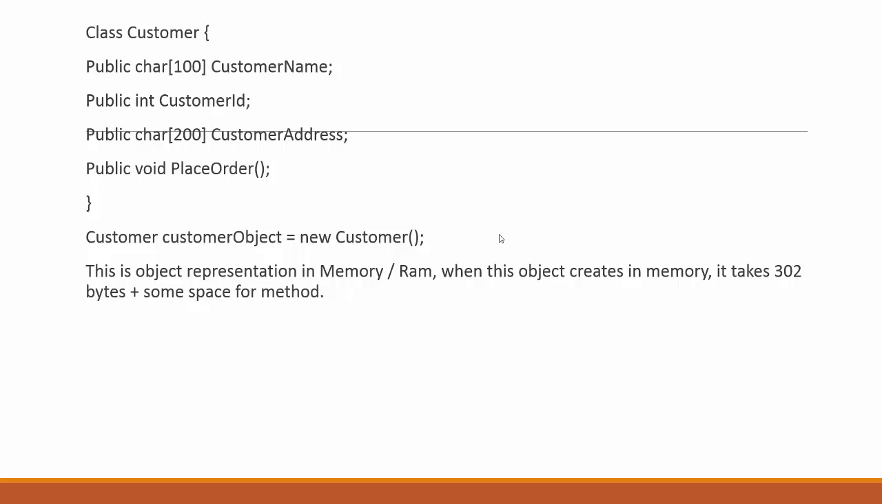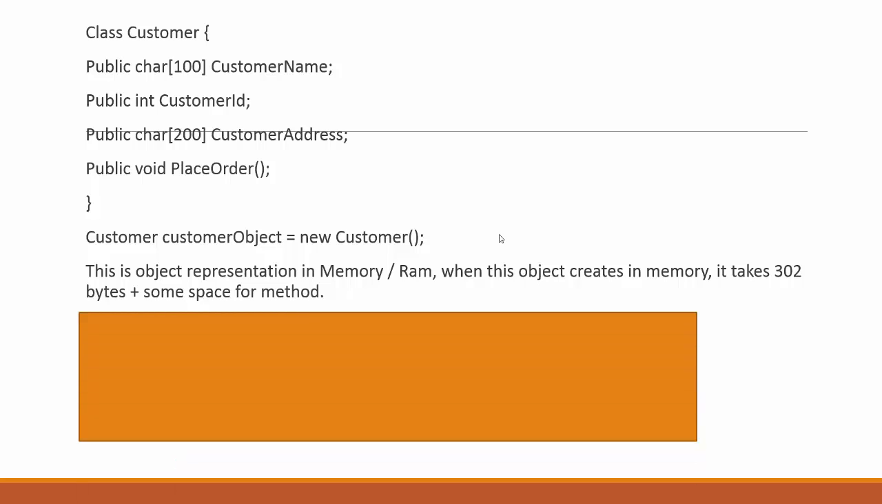So this is just an object representation in memory. When the object is created in memory, it takes around 302 bytes. How? A space will be reserved in memory, and for customer name the compiler will reserve 100 bytes in memory because it's a character. One character takes 1 byte, so it's basically an array of characters of size 100.